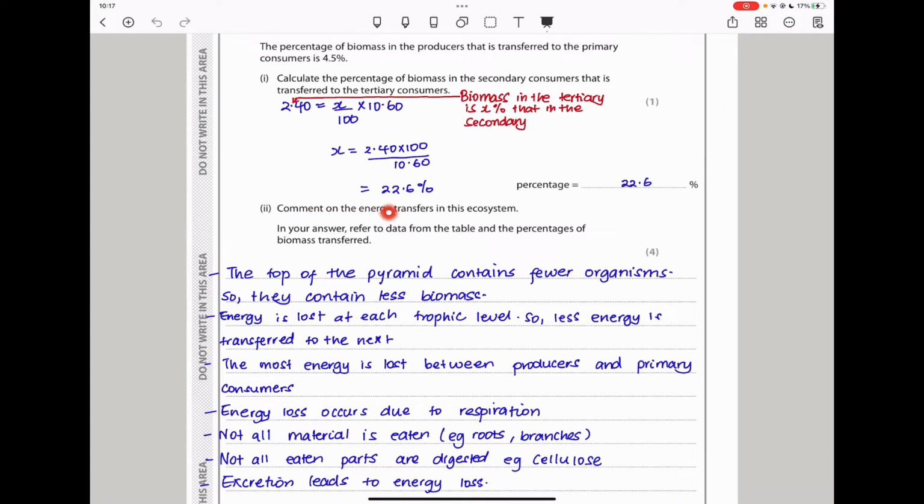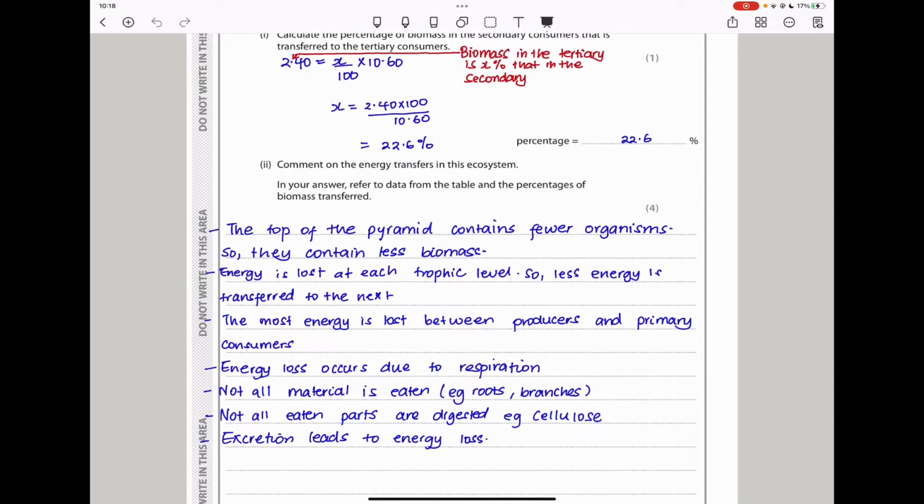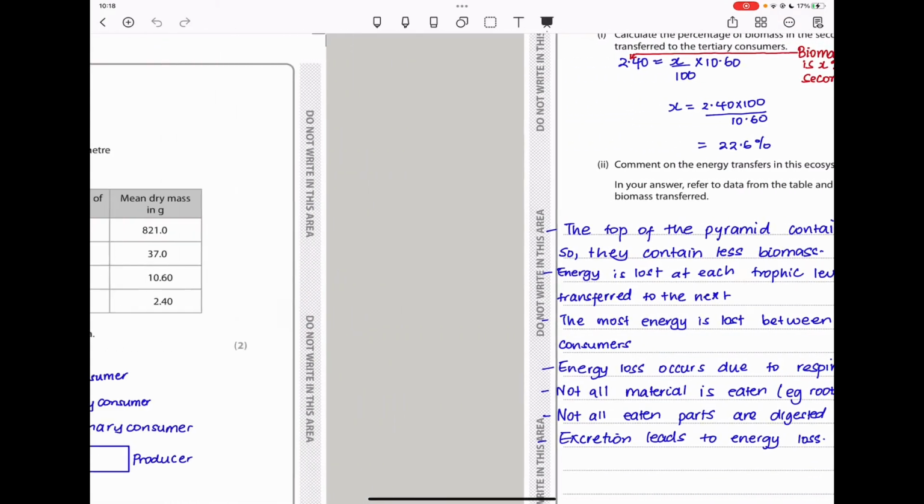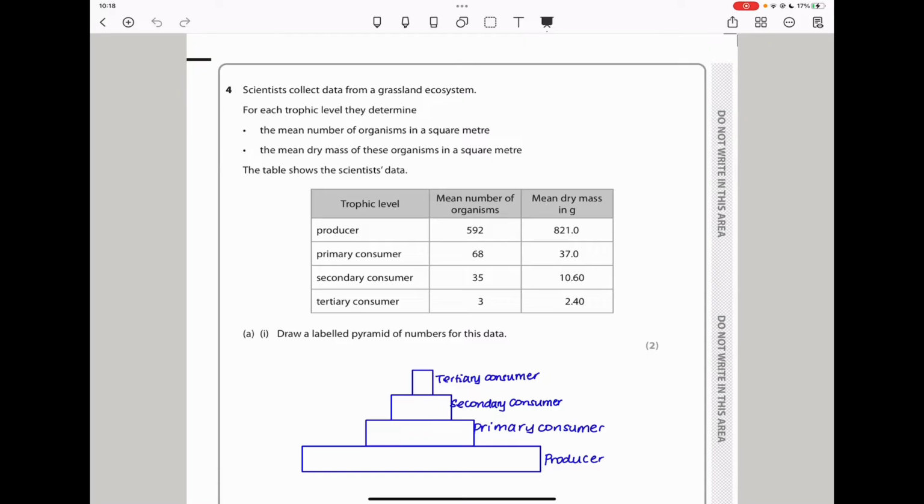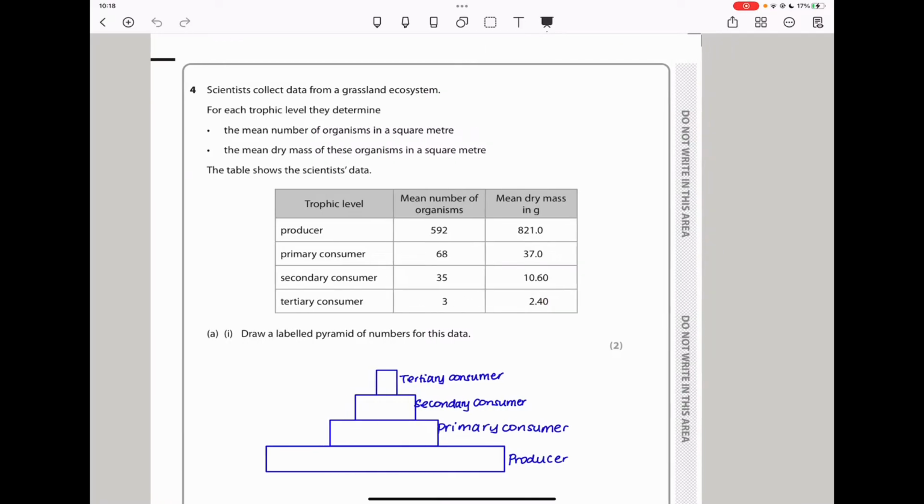Next, they say comment on the energy transfer in this ecosystem. When they say comment, you have to write based on the information you see in the table. And they said in your answer, refer to the data from the table and the percentages of biomass transferred. Before I answer here, I want us to go back and look. You can see the percentages transferred. We see a lot of mass was found in the producers, but when you go to the primary consumers, it's slowly decreasing, meaning some of this was not transferred to this trophic level, and some of this was not transferred there, as well as some of this not transferred here. So I'm going to be giving reasons as well as talking about that part.